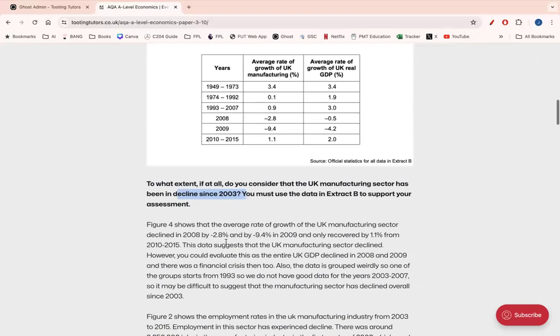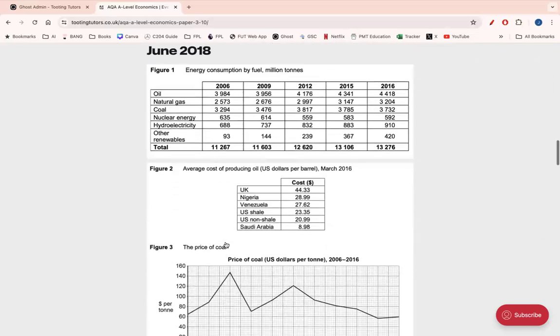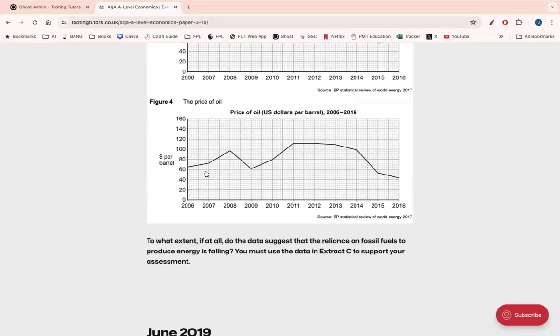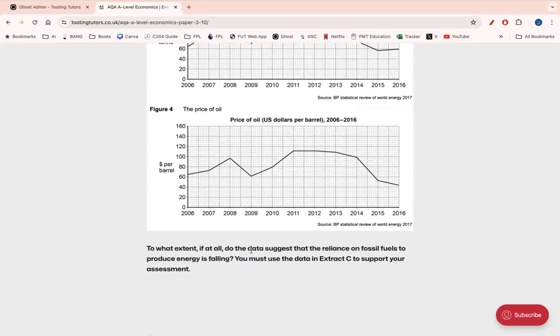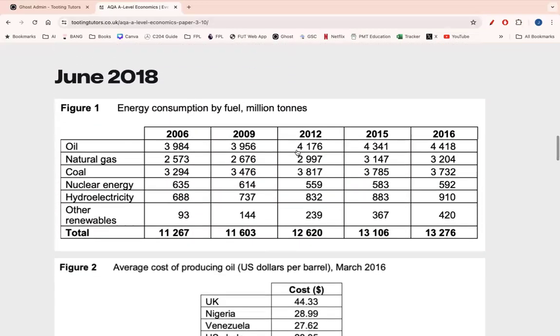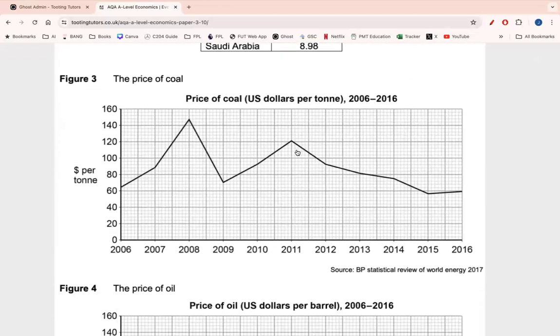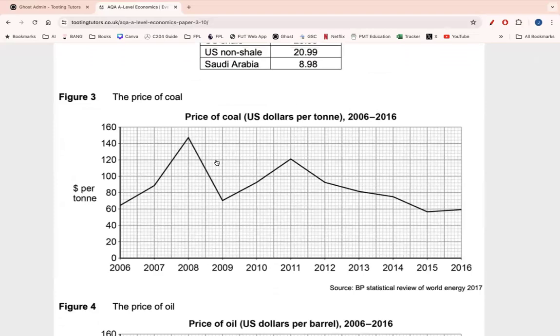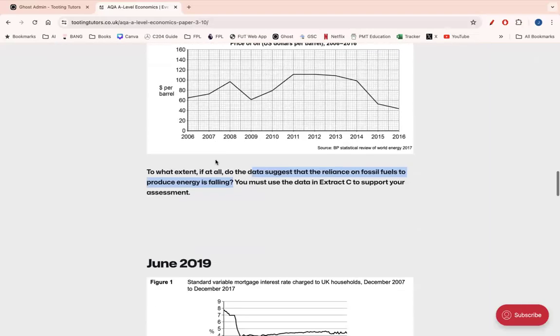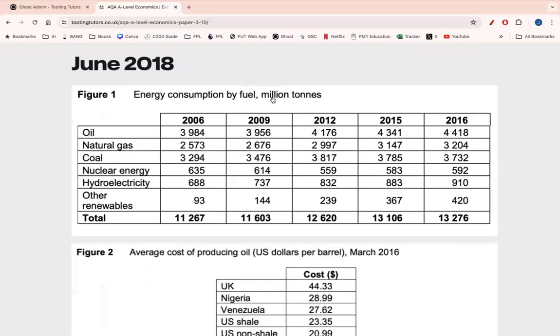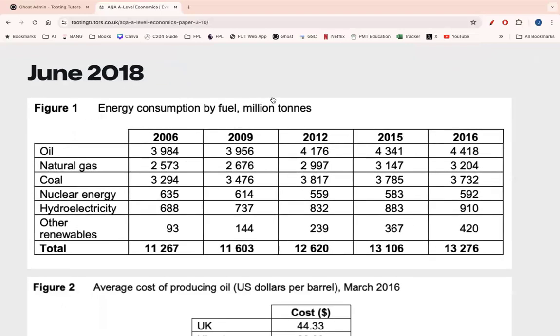Okay, cool. Let's do one more. This question asks about whether these graphs suggest that reliance on fossil fuels is falling. So if we start with this one, this is quite a hard one to be fair. Yeah, I did it today actually. Figure two is a bit weird because I didn't quite get what it was saying.